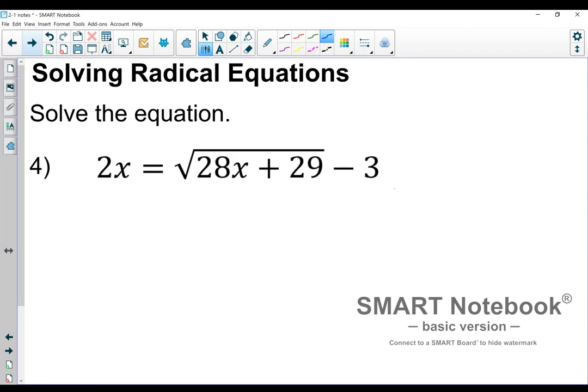So now we're going to look at solving radical equations. And I know I'm talking really fast. We've just had so much. I don't want to make a 30-minute video. So for solving radical equations, we're going to isolate our root and square both sides.